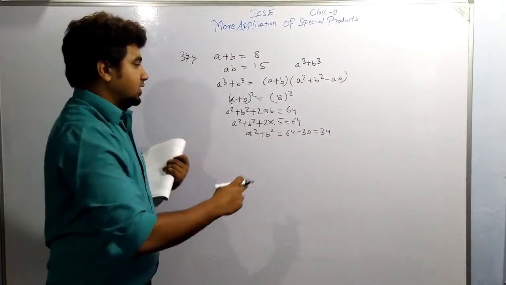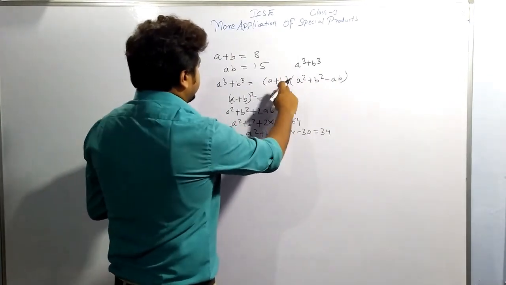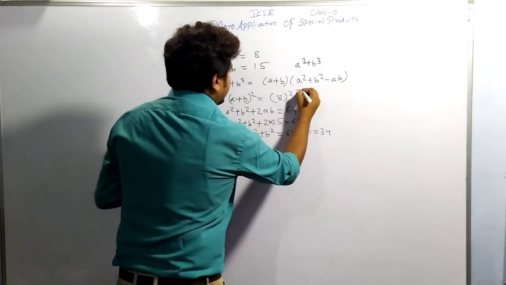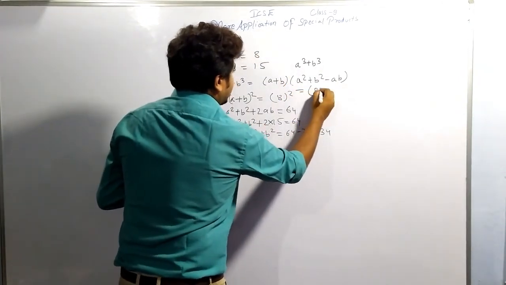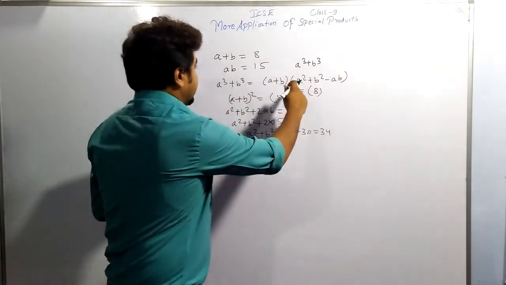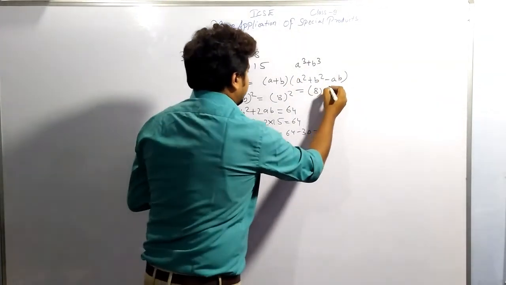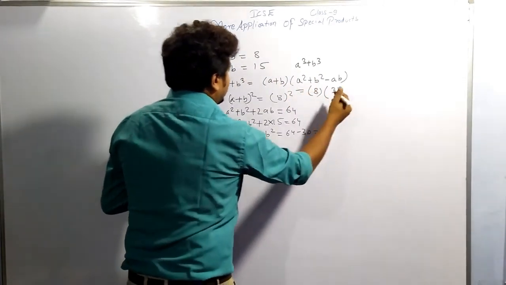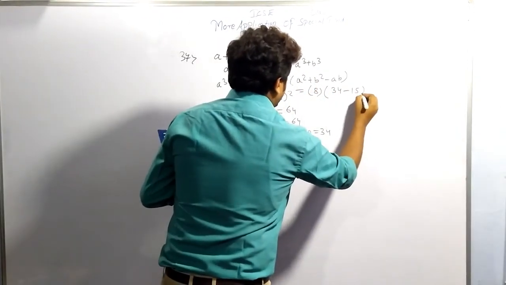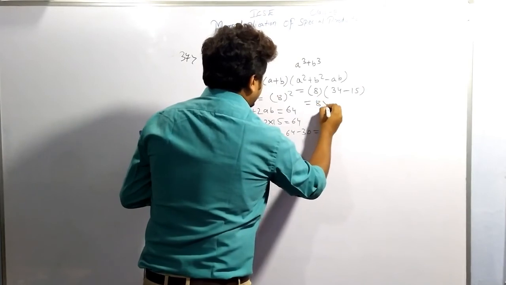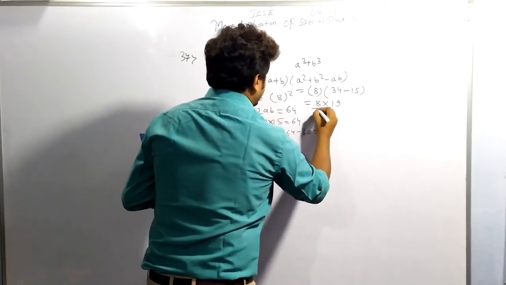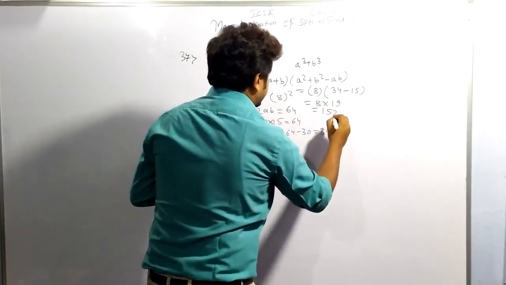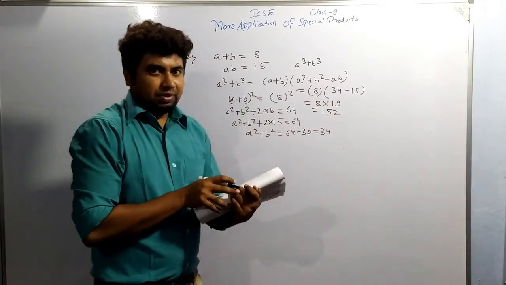So A square plus B square is 34. Now we'll be substituting in the original equation. A plus B value is 8, we know, and A square plus B square is 34, and AB value we know is 15. So we are getting 8 into 19, which is coming out to be 152. So this is question number 37.